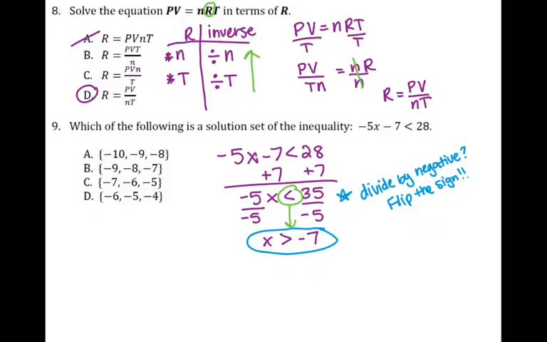than negative 7. Okay, well, negative 10 is not greater than negative 7. Negative 9 is not greater than negative 7. Negative 7 is not greater than negative 7. But negative 6 is greater than negative 7. So right now I am looking at this set right here, and I want to see if the other values are also greater than negative 7. Well, negative 5 is greater than negative 7, and negative 4 is also greater than negative 7. So my correct answer is letter D.